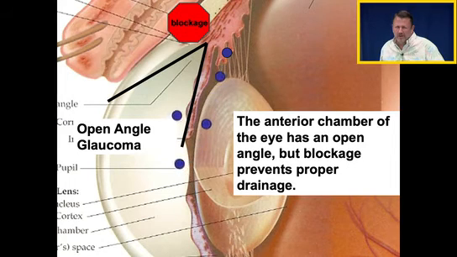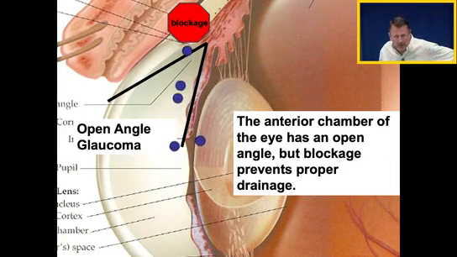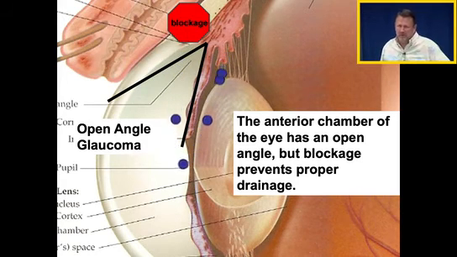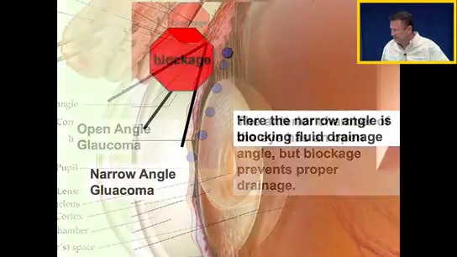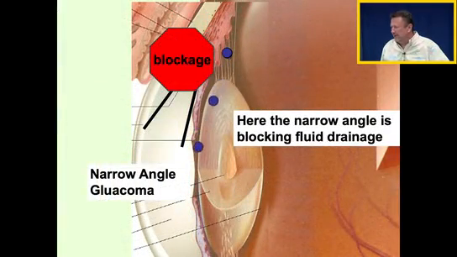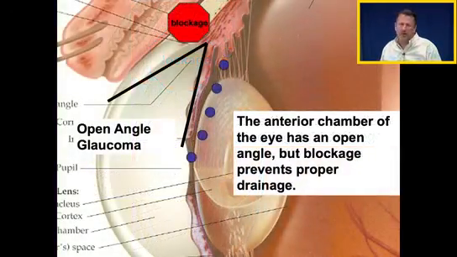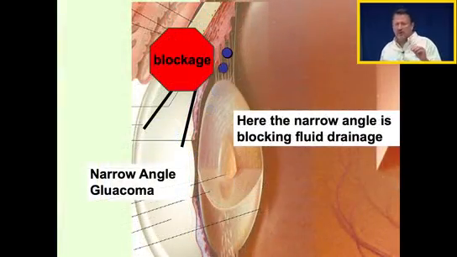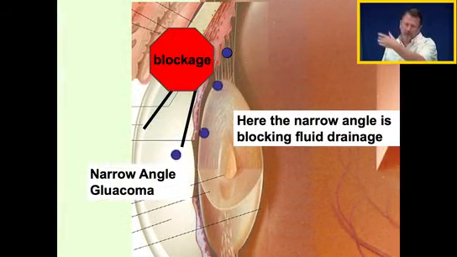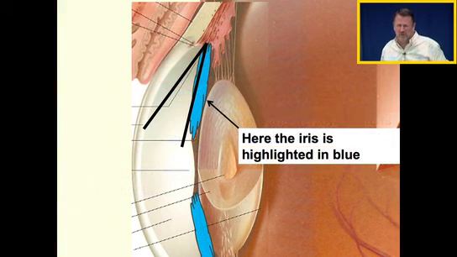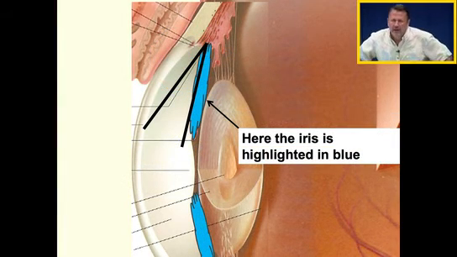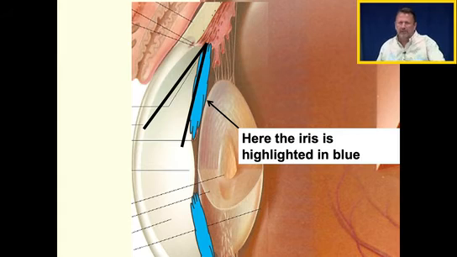All right, so I guess I do explain this. With open angle glaucoma, there's a problem with the drain. The anterior chamber is open, but their blockage prevents proper drainage. With narrow angle, the narrow angle is what's blocking the fluid drainage. So with open angle, something's wrong with the drains. With closed angle, the angle's too small for the drains to work, and that's not really the point I was hoping to make here.